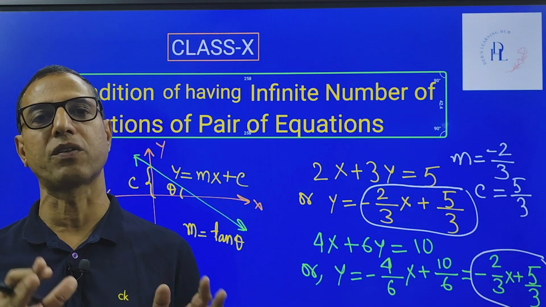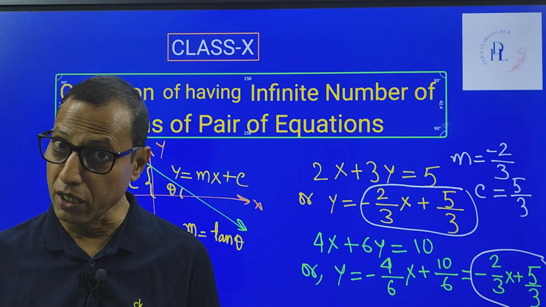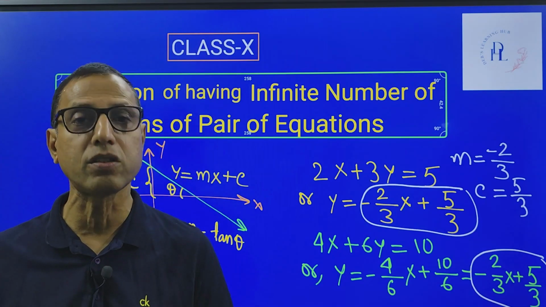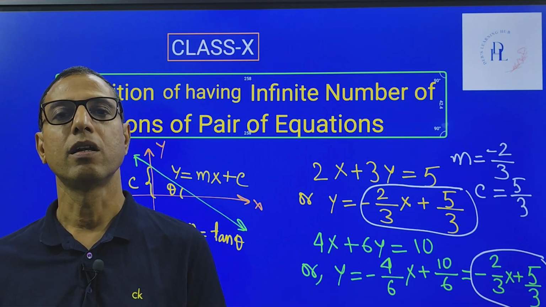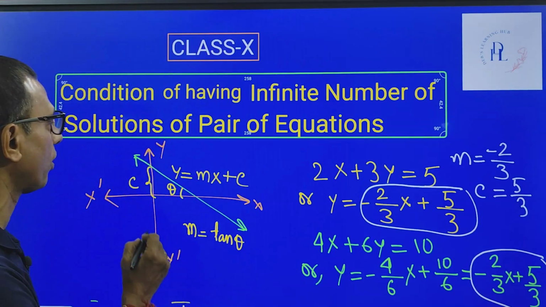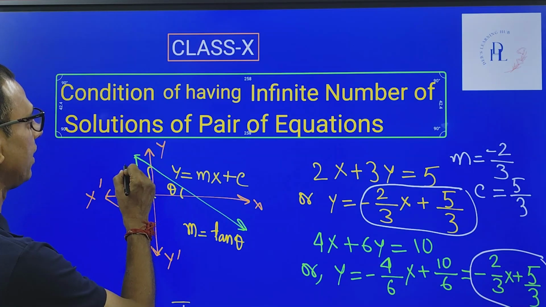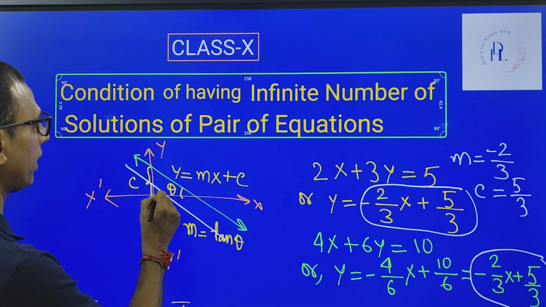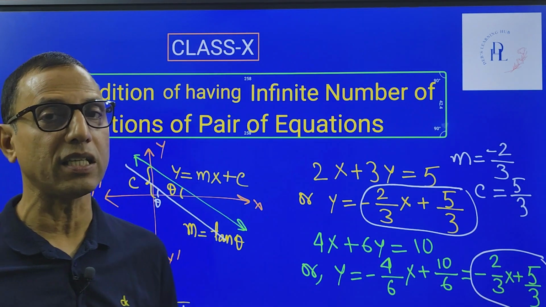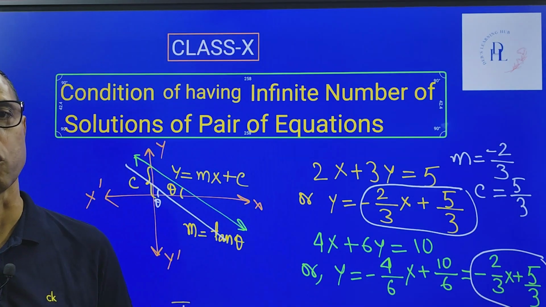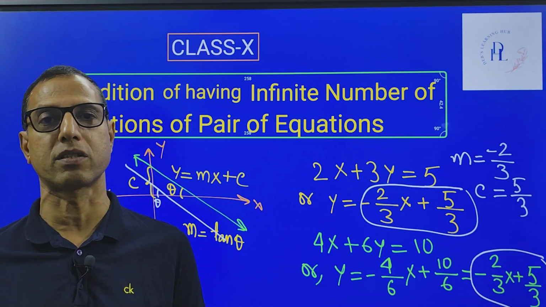For both the equations, if the gradient m is equal and the y-intercept is also equal, not only y-intercept or only gradient, both the gradient and y-intercept, if these two are equal, then only the two lines will coincide each other, because m could be same but c could be different. Let's say parallel line. If I consider the parallel line, in both the cases it is theta, so m is equal but c is varying. So if both m and c are equal for two equations, that means they have infinite number of solutions, because they are representing the same straight line.